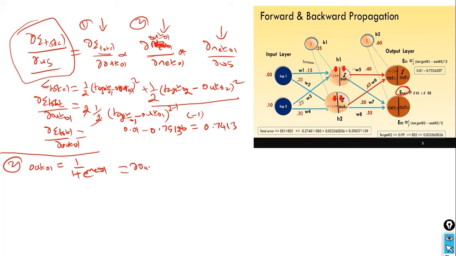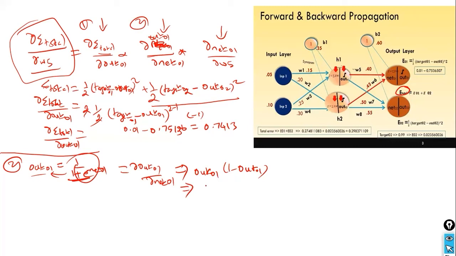So dou out over 1 divided by dou net over 1. When you take the partial derivative of the sigmoid function, it will be sigma into 1 minus sigma. So in this case, sigma is nothing but out O1, so it is out O1 into 1 minus out O1.